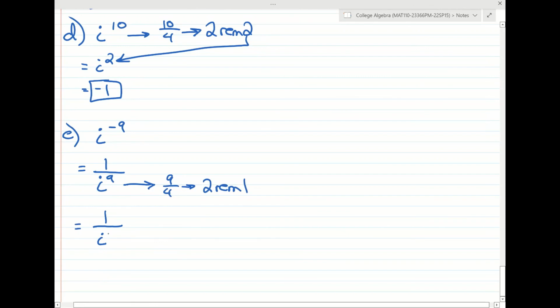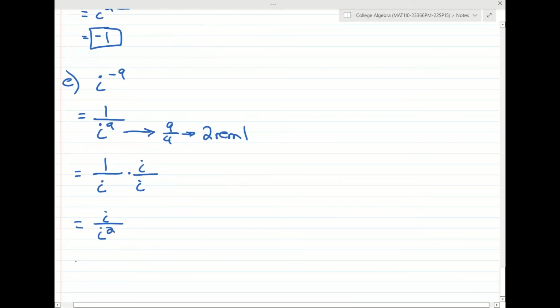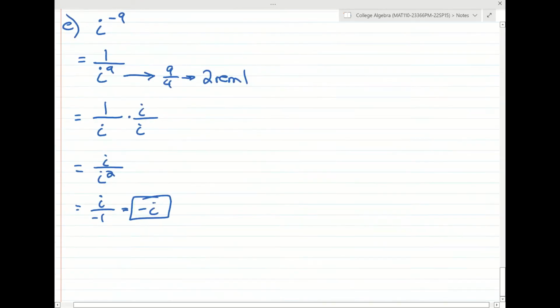But we talked about you can't have i in the denominator, right? So what would you do to get rid of it? Yeah, we multiply top and bottom by i like we did earlier. This is just i over i squared. We said i squared was negative 1. One more example.